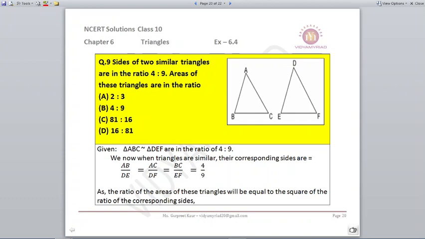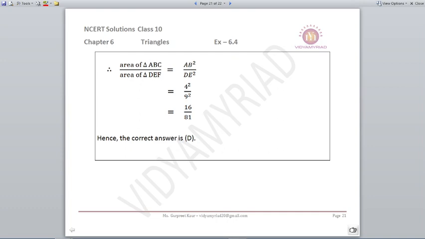And we know the ratio of the areas of these triangles will be equal to the square of the ratio of the corresponding sides. So what is the area of the triangle? Area of triangle ABC upon area of triangle DEF will be equal to, any of the corresponding sides you can take, I have taken AB square upon DE square. Now AB upon DE we are already told is 4/9. So square them up, it becomes 16/81. So the correct answer is D.